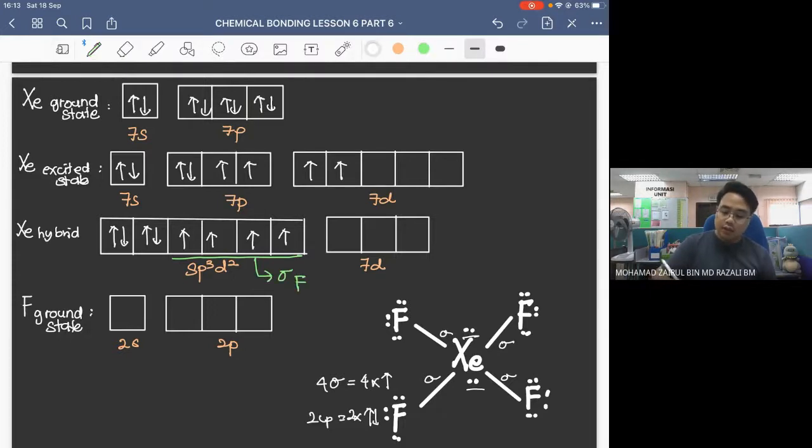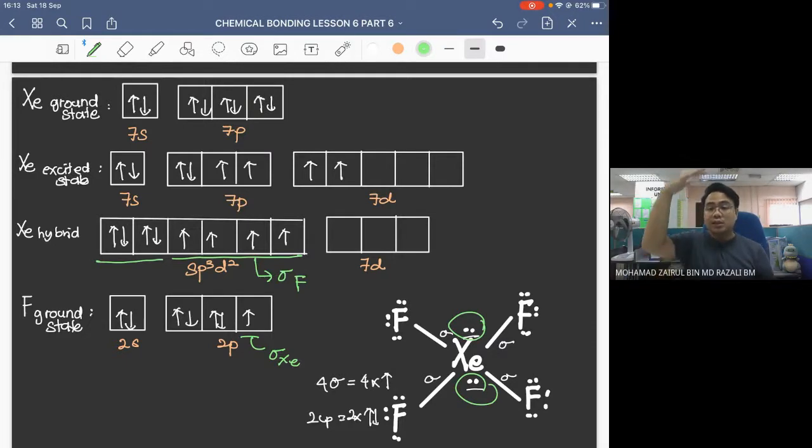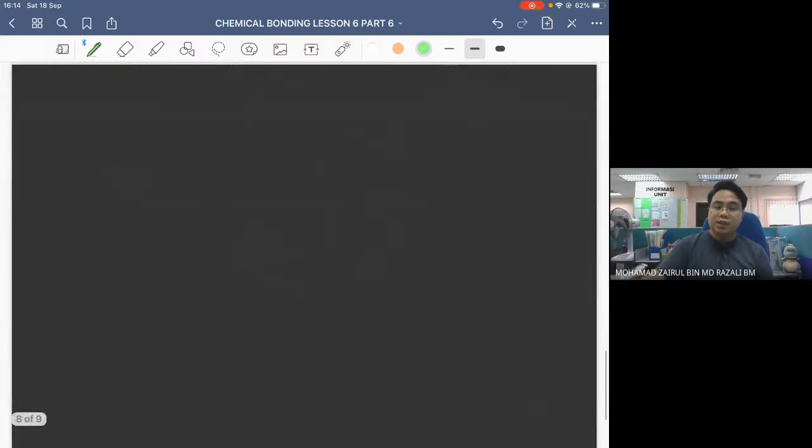So fluorine macam biasa group 17, 7 valence electron. So this unpaired electron ini akan form sigma bond dengan xenon. Lone pair ini adalah lone pair yang dekat sini. So kalau awak tengok molecular geometry itu, lone pair itu berada di atas dan bawah xenon. So waktu awak lukis orbital overlapping diagram pun dia mesti dekat atas dan bawah xenon. So since the hybrid on the xenon is a sp³d² hybrid, so we need to draw in the shape of octahedral. So kita akan draw in the shape of octahedral.